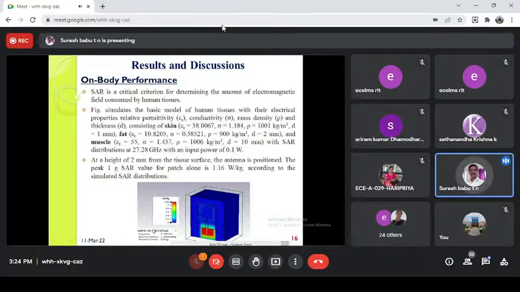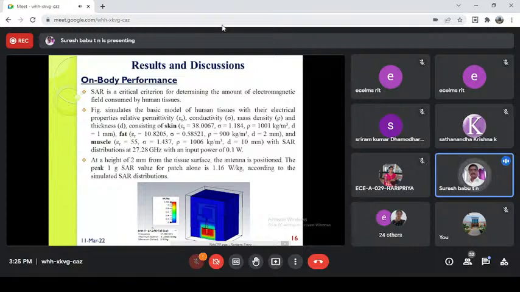So this is the on-body performance of my proposed antenna. SAR is a critical criterion for determining the amount of electromagnetic field absorbed by human tissues. In my simulation, the basic model of human tissues with their electrical properties, relative permittivity, conductivity, mass density and thickness, consisting of skin, fat and muscle, with SAR distribution at the 27.28 5G millimeter wave frequency with an input power of 0.1 watt. The antenna is positioned at a height of 2 millimeter from the tissue surface.